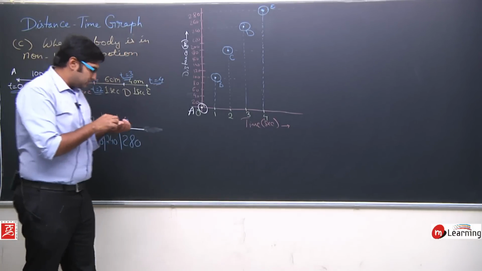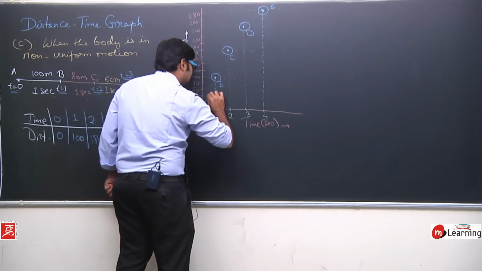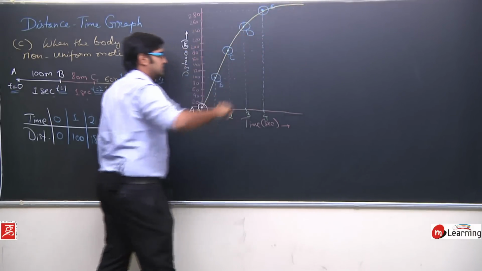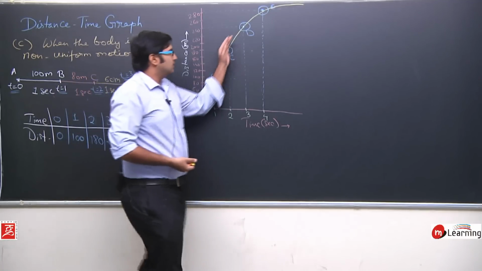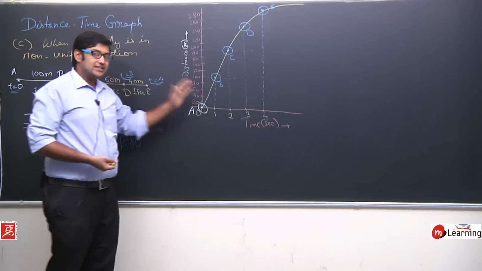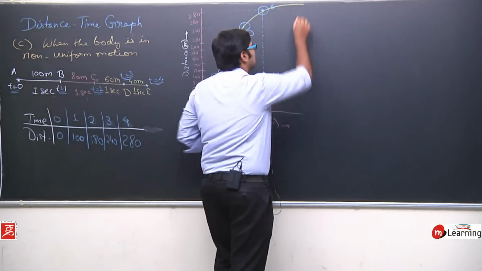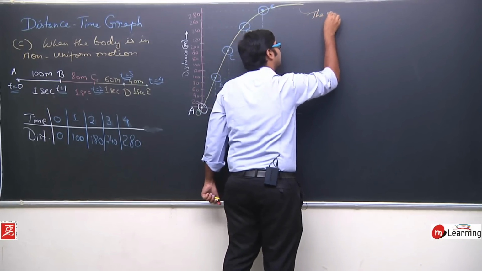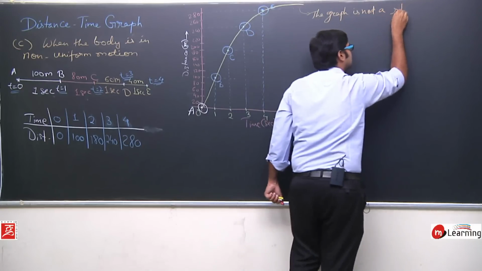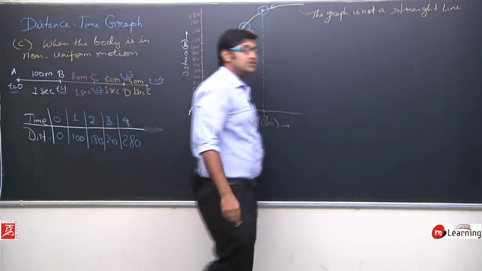Now when you join these points A, B, C, D and E, you will find a graph like this. The graph will go like this. In this manner it will get tilted at this point and like this it will go. So what I can see, this graph is not a straight line. So it's not a straight line.